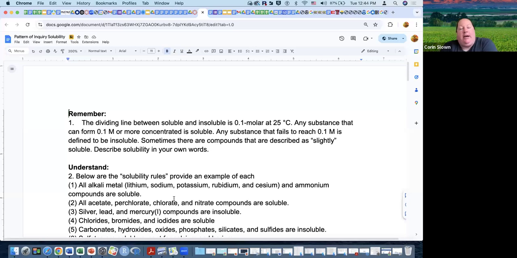So I want you to think about how you would describe solubility in your own words. If someone were to stop you at the grocery store or on the bus, or if you were going for a walk with friends and someone was like, "Hey, I heard this word. What does it mean?" How would you describe it to them?